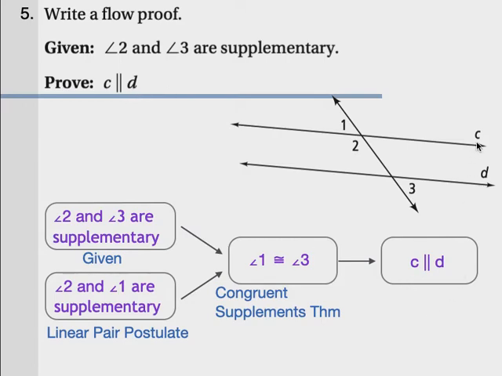Well, you're able to prove that C is parallel to D because of this third step, angle 1 congruent to angle 3. What sort of angle pair are angle 1 and angle 3? If you said alternate exterior angles for angle 1 and angle 3, well done. So to prove the lines parallel, it would be the converse of the alternate exterior angles theorem.